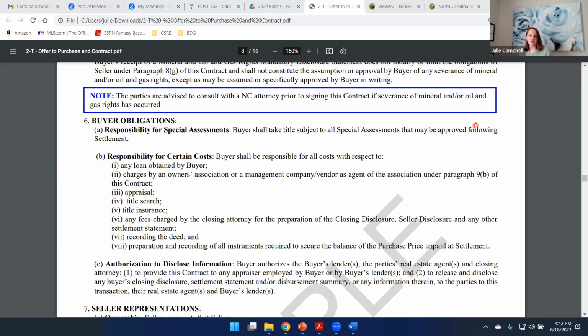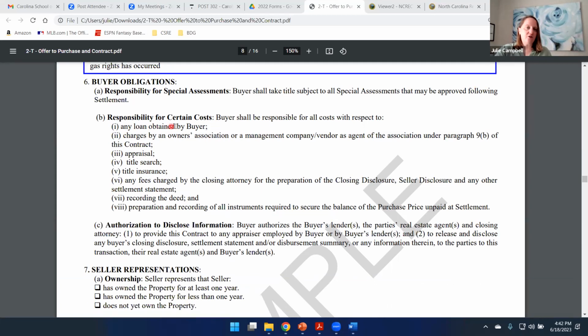Buyer has obligations, responsibility for certain costs. Buyer shall be responsible for all costs with respect to anything to do with their loan, charges by an owners association. Let's see, the appraisal, title search, title insurance, any fees charged by the closing attorney for the preparation of the closing disclosure, recording of the deed, and preparation and recording of all instruments required to secure the balance of the purchase price unpaid at settlement. So it gives us a nice list of things that the buyer is responsible for, the debits to the buyer.